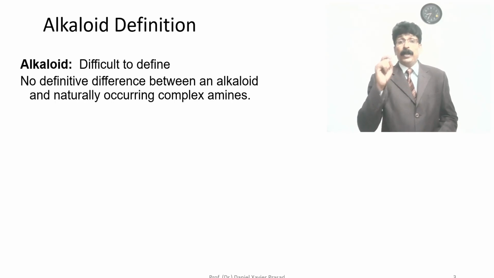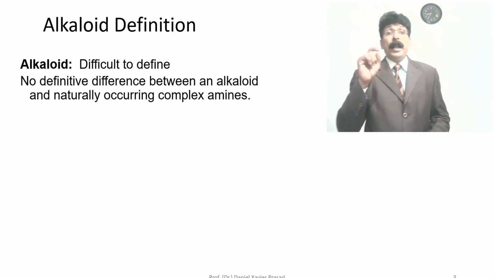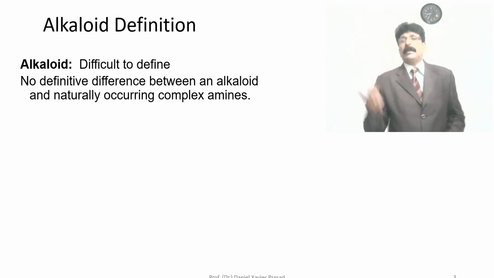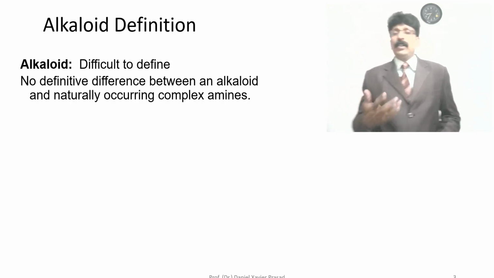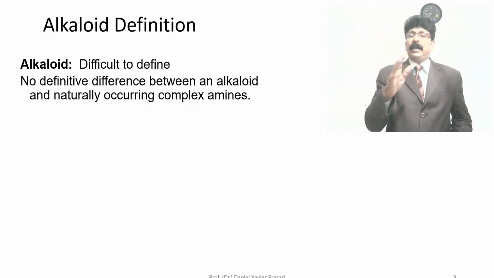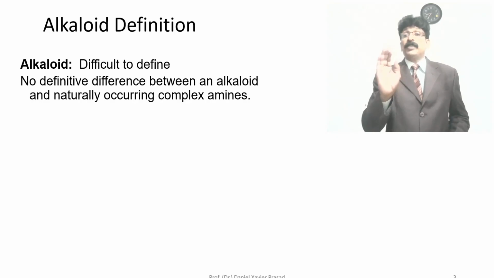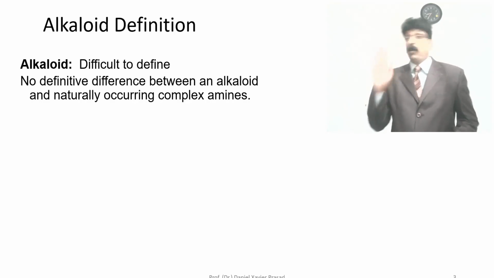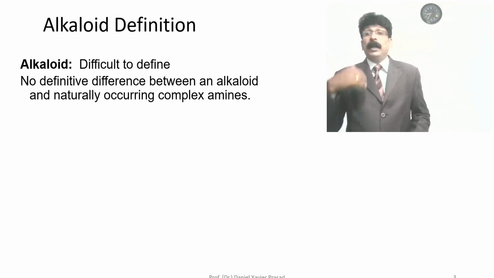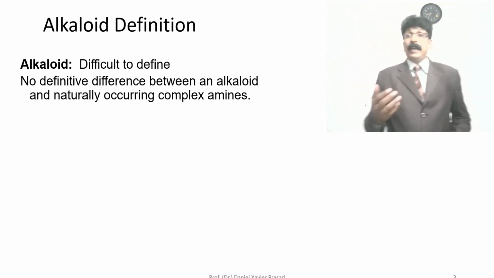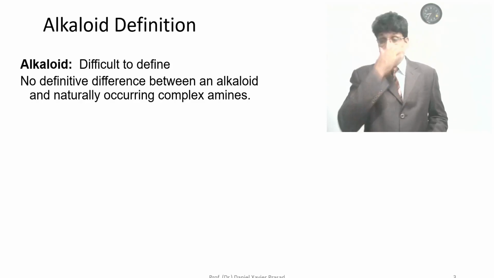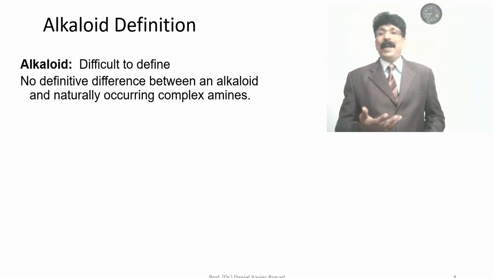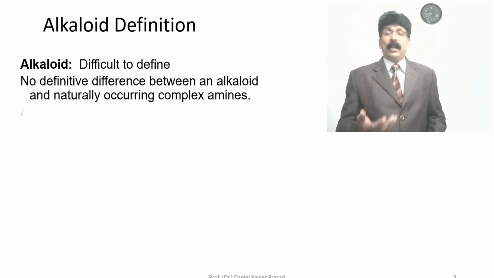So when you talk about the alkaloid definition, it is difficult to define. Why? Because there is no definitive difference between an alkaloid and naturally occurring complex amines. So you should have basic knowledge of the chemistry you studied, amines. Amines means you might have studied NH2, RNH2, primary amine, secondary amine, tertiary amine, quaternary ammonium compounds, and amides which contain nitrogen. You might have studied them as a functional group, maybe aromatic, aliphatic. So complex amines and alkaloids have a similarity.